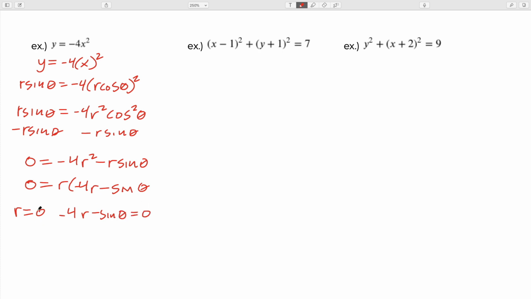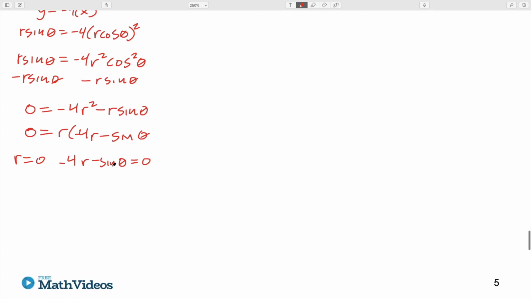R equals 0, that's literally a dot at the origin. So therefore, my only answer here is going to be this one. So I can rewrite this as negative 4r equals sine of theta, and then divide by negative 4 on both sides. So r would equal negative 1/4 sine of theta. Okay, now again, once you've converted it, technically it's a polar equation, but you can see the r equals 0 is going to be this extraneous kind of equation here. So this is really going to be our only equation that we'll have.